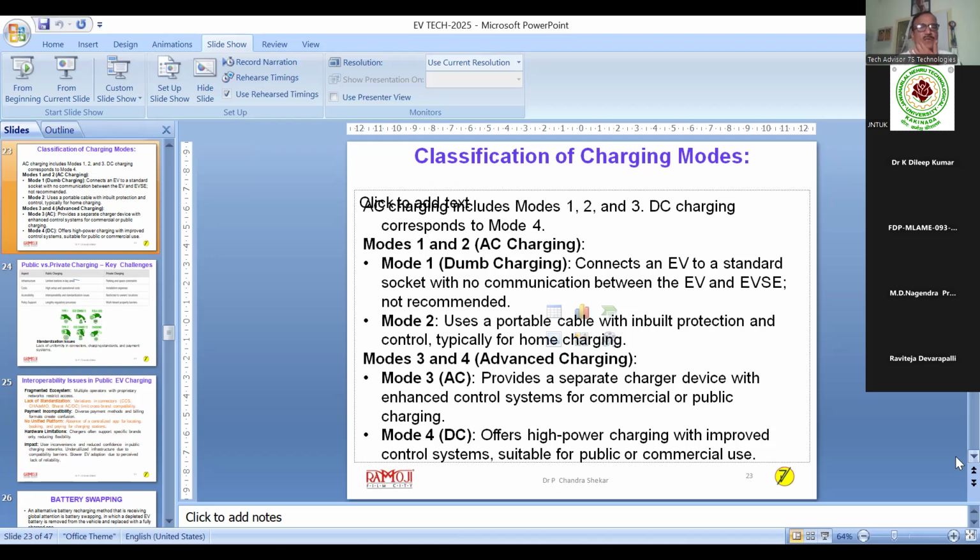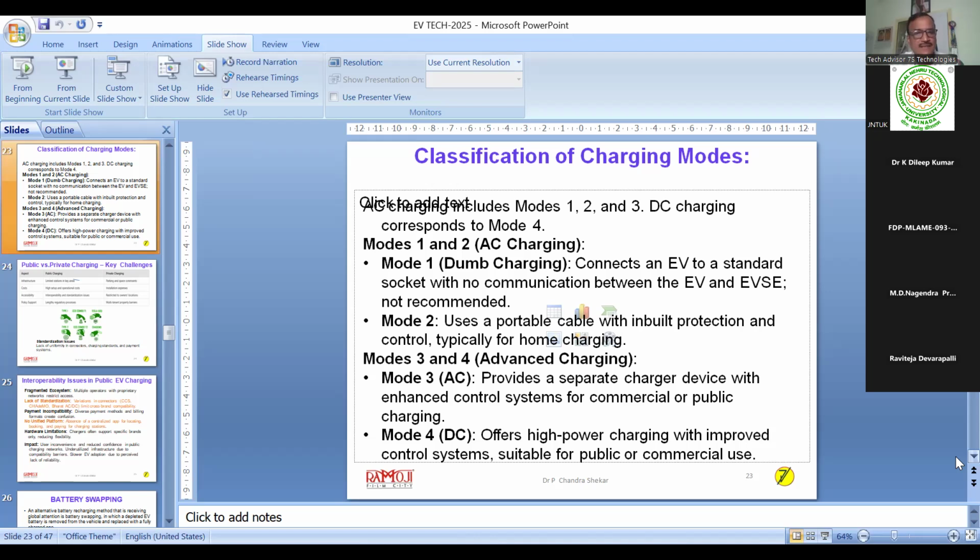The charging modes, as I told you, 4 charging modes are available. Modes 1 and 2 are AC charging modes, they are called dumb charging. Connect an EV to a standard socket with no communication between the EV and the EVSE, and it is not recommended. That's the reason fire accidents occur: you just put on the charger, and what is happening we don't know. There is no communication to stop charging or to avoid excess charging of the battery. Mode 2 uses a portable cable with inbuilt protection and control, typically for home charging.